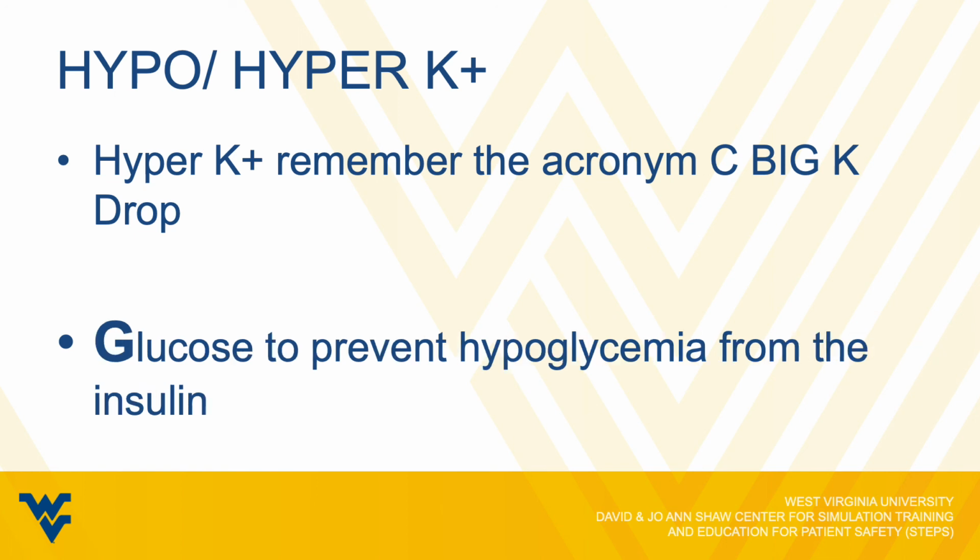So the next on the list is glucose, and glucose doesn't really do anything for the potassium, but it does prevent you from killing the patient with hypoglycemia. So this is really the only reason we give glucose, to balance the insulin administration as the insulin moves potassium into the intracellular space.